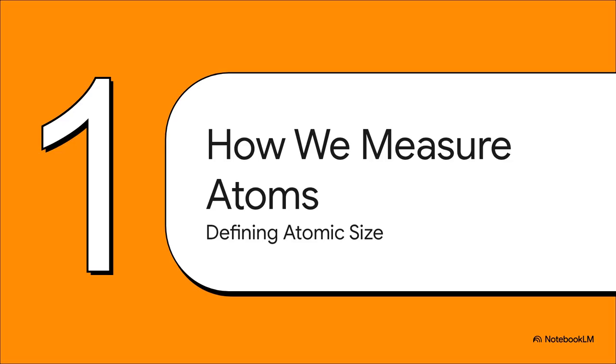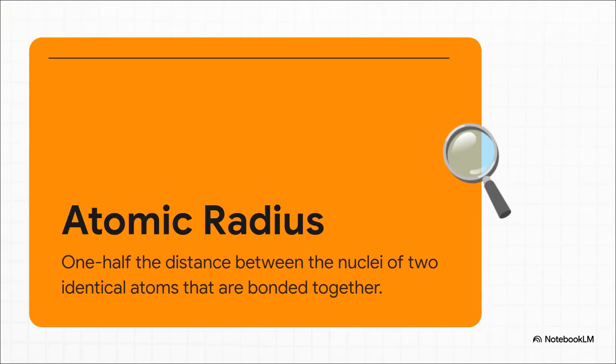Okay, but before we can even start to unpack that mystery, we have to ask a more basic question. How do you measure something you can't even see? To really get a handle on these trends, we gotta be on the same page about what atomic size even means to a scientist. An atom isn't some neat little sphere like a marble. It doesn't have a hard edge. It's more like a fuzzy cloud of electrons, and there's no clear end to it. So how do you measure that?